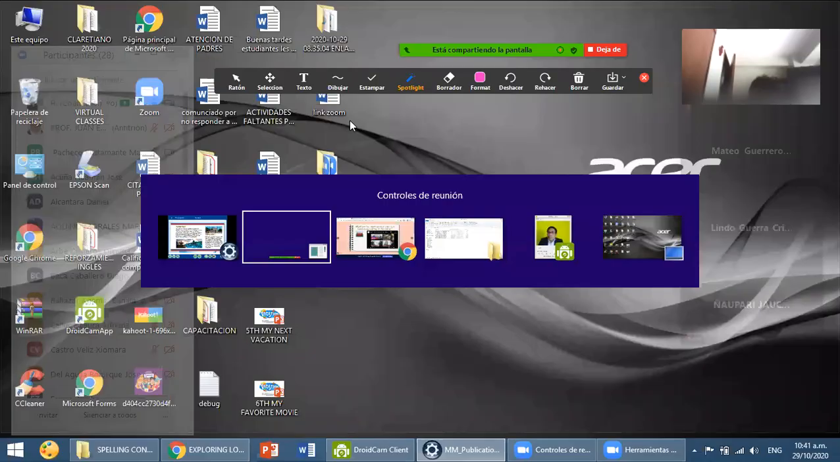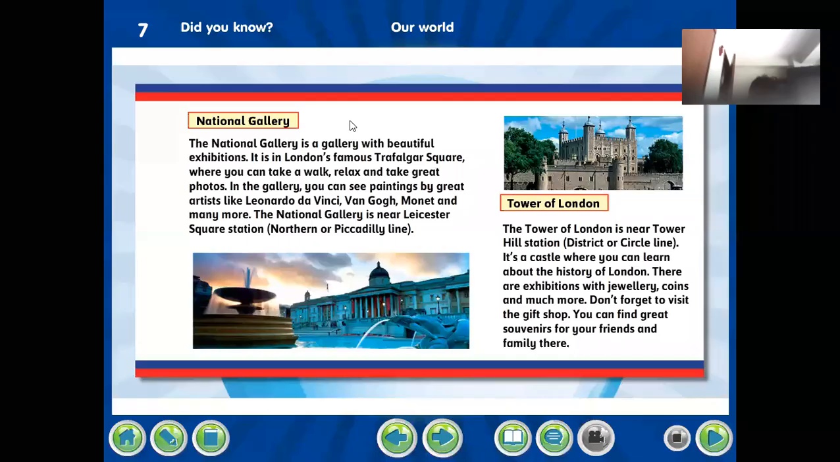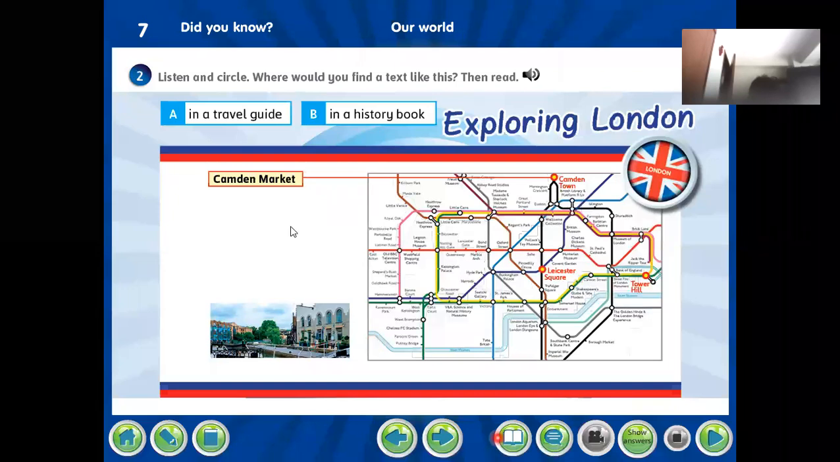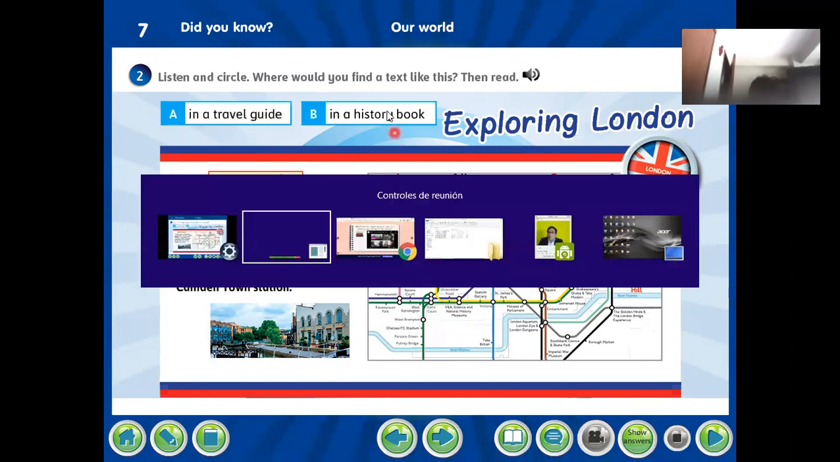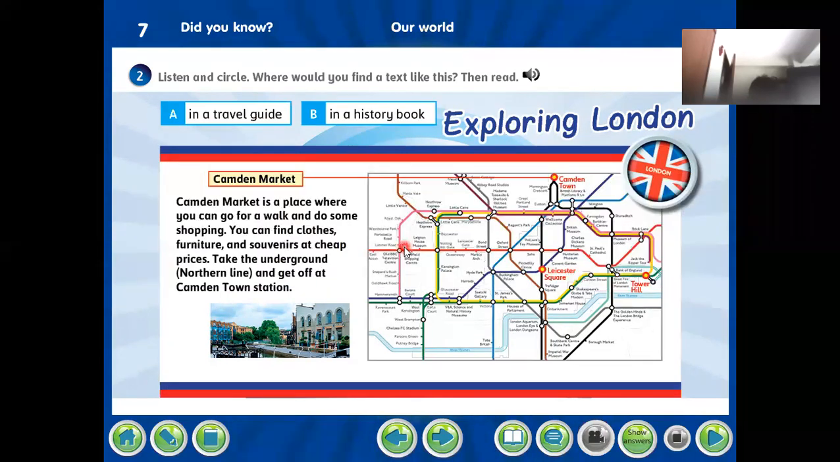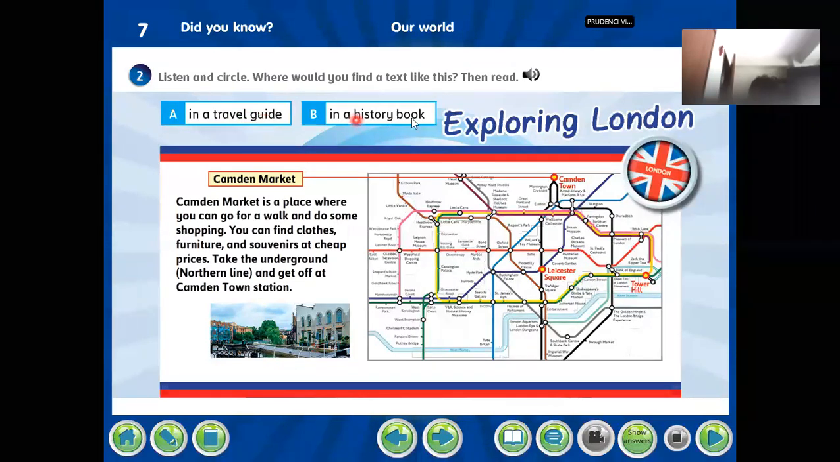You see, we can see the information of these three tourist places. Tell me, please, raise your hand. In what place, in what kind of media, can we find this information? In a travel guide or in a history book? In what place can we find this information about these three places? Where? In a travel guide or in a history book?